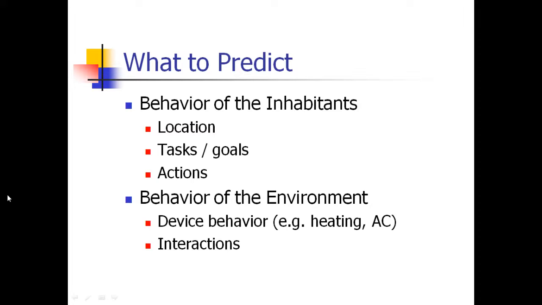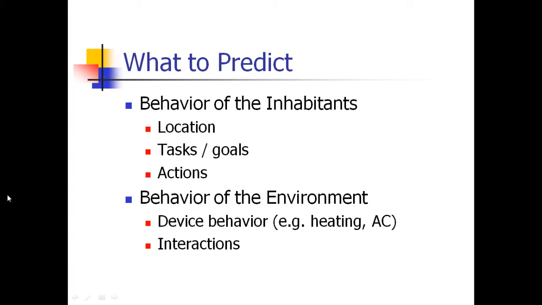Okay, right. What to predict? If you want to predict something, this can be done with three different things. What is the work we are doing? And what is the action we are doing? That is location, actions. Sometimes task will be replaced by goals.